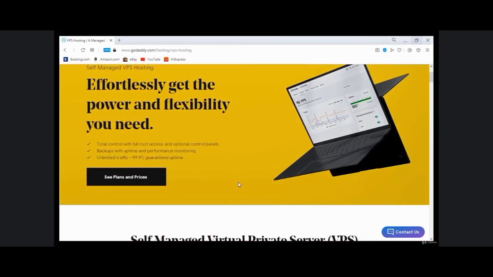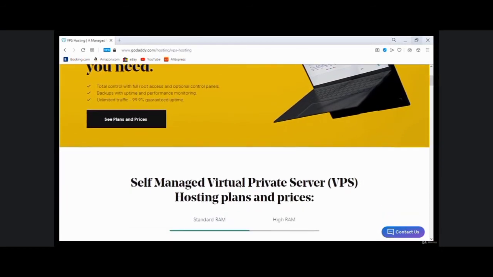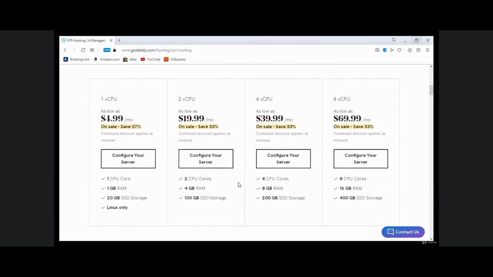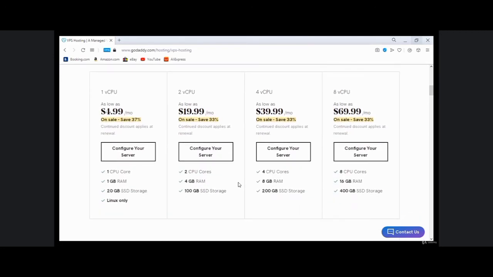On the GoDaddy.com website, we can see the VPS plans lie somewhere between shared hosting and dedicated hosting in terms of resources. The lowest VPS package starts with 1 GB of RAM, 20 GB of storage. As we move towards the right, they get progressively higher in terms of resource allocation and cost.